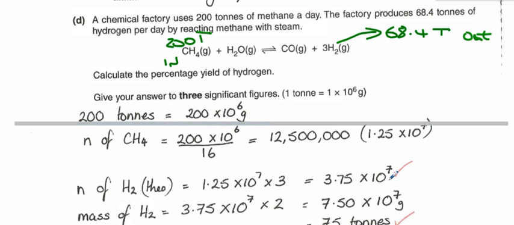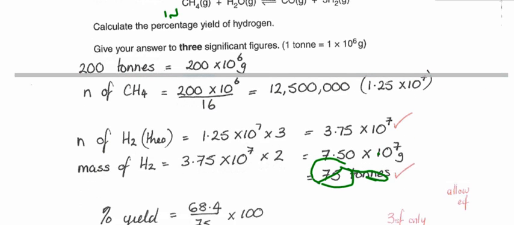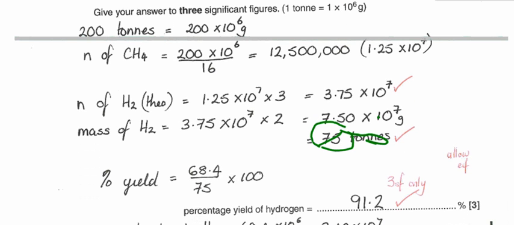I'm then looking to work out the mass. So if I've got a mass, it's the number of moles times 2, which is the MR of H2. So moles times MR, and I get 7.5 times 10 to the 7 grams. I want then to convert that into tons. So now I have theoretically the mass. Now that I've got this mass theoretically, here we go with my pen going wild. I can then take a percentage with my actual mass that I'm producing. So here I have a percentage yield 68.4 over 75 times 100.